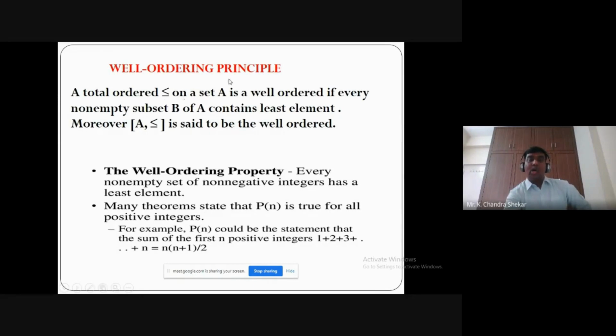Now what he's saying, on a set A, the set A may be a set of natural numbers, set of whole numbers, set of integers, set of real numbers, whatever the set we are considering. Then he is telling that that particular set with respect to an operation is well ordered if every non-empty subset of that particular set contains a least element. We'll deal with examples so that you can understand better. This is the well ordering property, given in another way: every non-empty set of non-negative integers has a least element.